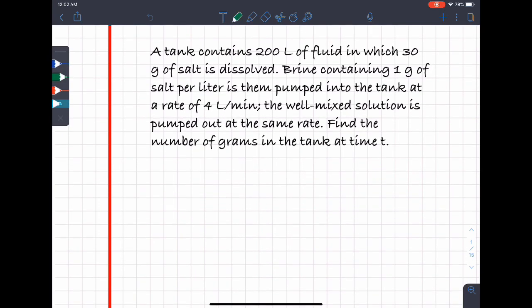Let us try to draw a certain container or a tank here. So let's say I have a tank, and initially the tank has a fluid inside.